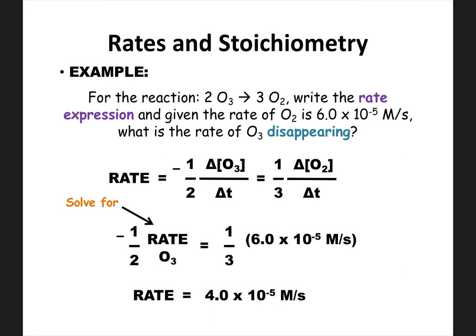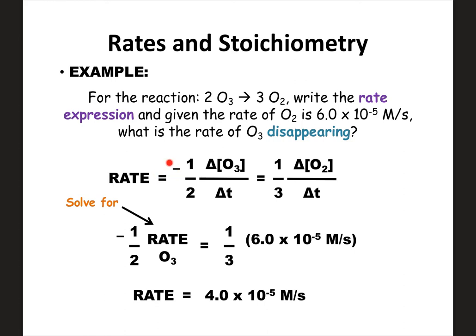Just want to show you here a quick example. I have it completely solved for you, so I'll walk you through it. It says for the reaction of 2O3 going to 3O2, we want to write the rate expression, and given the rate of O2 is 6.0 times 10 to the minus fifth molar per second, what is the rate of O3 disappearing?